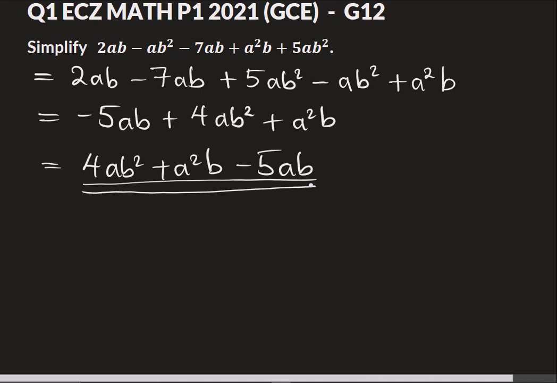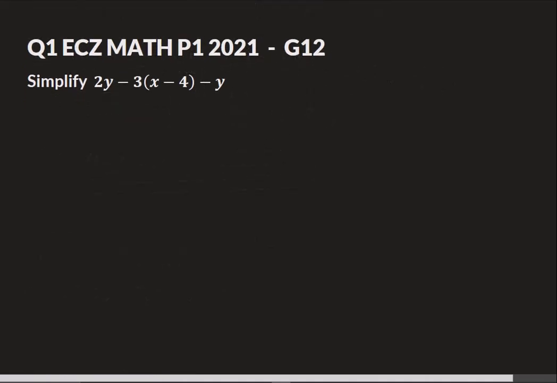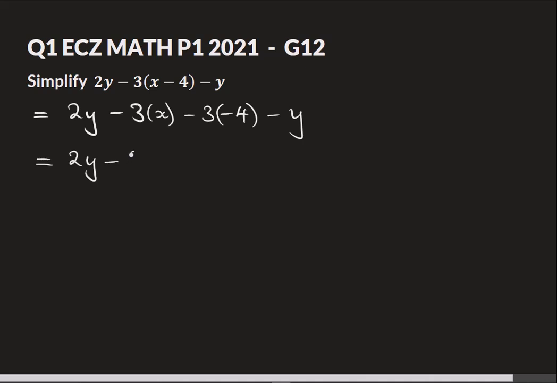You can see simplifying is not a very difficult question. Next, we also have another one here. You can see we have a 2y. This time you can see we have a negative 3 before the brackets, which means we'll be multiplying negative 3 multiplied by x like that, and negative 3 multiplied by negative 4 minus y. Then we simplify further. We have 2y minus 3x.